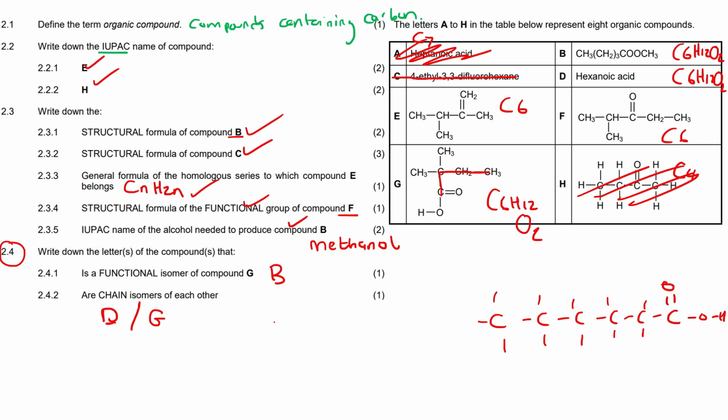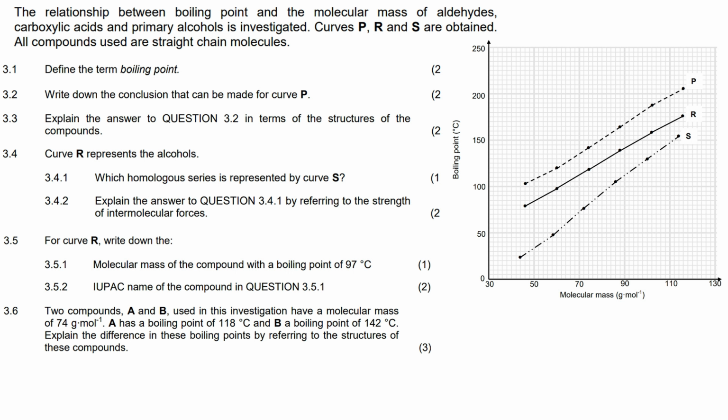They're both carboxylic acids, so they're not functional isomers. Functional isomers are different things like aldehydes and ketones or carboxylic acids and esters. But with chain isomers, they are very often the same thing, but the longest continuous chain is a different length. The relationship between boiling point and the molecular mass of aldehydes, carboxylic acids, and primary alcohols is investigated.